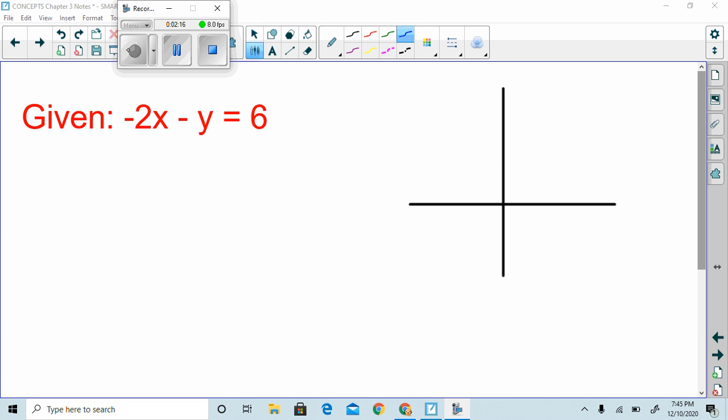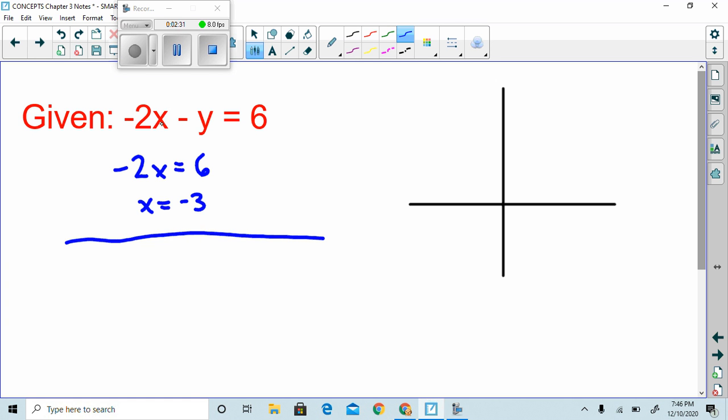Let's just do one more. Let's set y to 0, and that's going to leave me with -2x is equal to 6. Dividing by -2, my x is -3. When it comes to solving for my y-intercept, x is equal to 0, which cancels out that term. Be careful, that leaves me with a -y is equal to 6. I now have to divide both sides by -1, and there's my y-intercept.